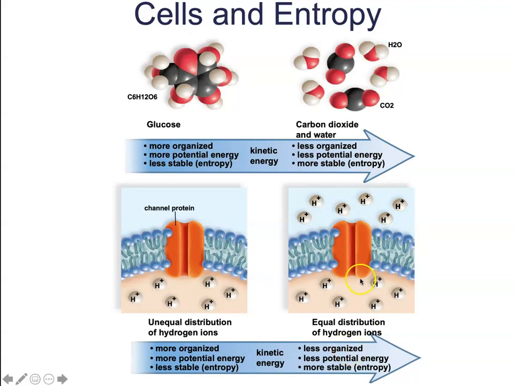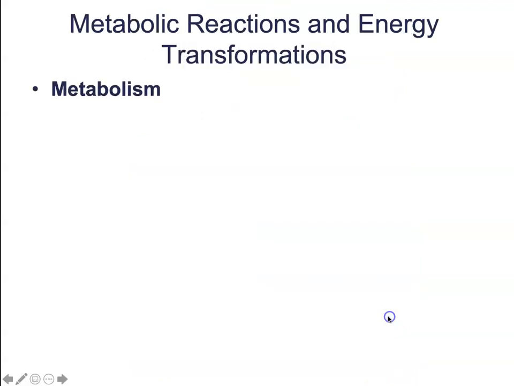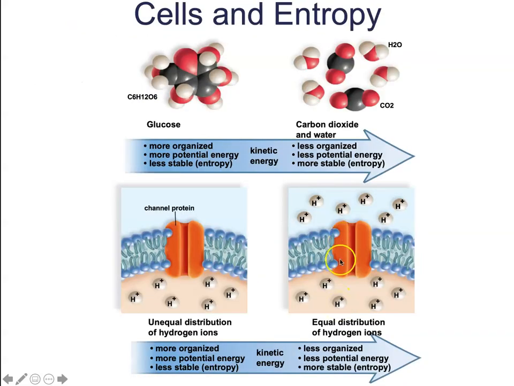There's less potential energy because at some point, once we reach equilibrium, we're not going to see a drive of hydrogen ions across that plasma membrane. This is going to be a much more stable situation. The cell is going to hang out at equilibrium just like this, with an even distribution on both sides of the plasma membrane, unless we do something about it.